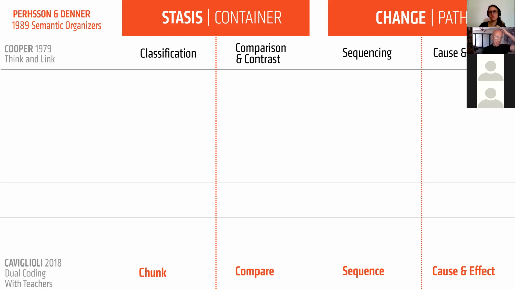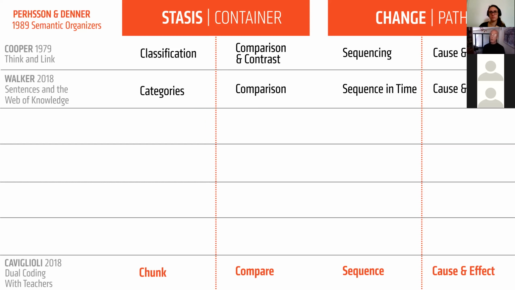Here's a book I picked up in a library decades ago, Think and Link. And look, they have classification, I have chunk. They have comparison and contrast, I have compare. Sequencing, cause and effect. Our own Ruth Walker, brilliant science teacher and blog writer, looked at the structure of scientific knowledge. She came up with the same 4. She didn't know about mine.